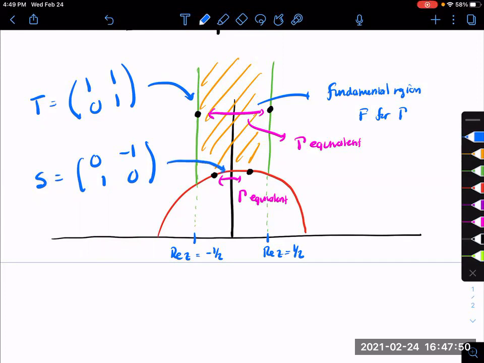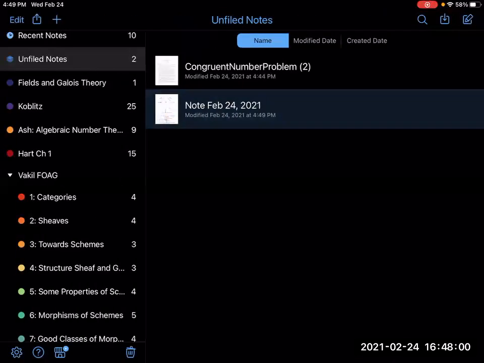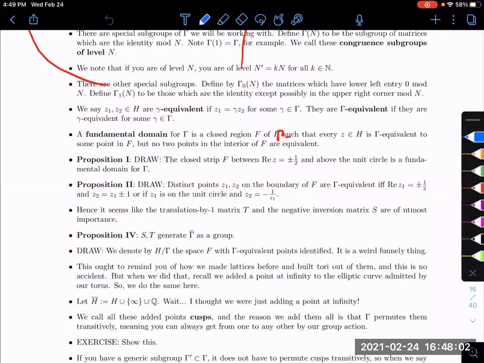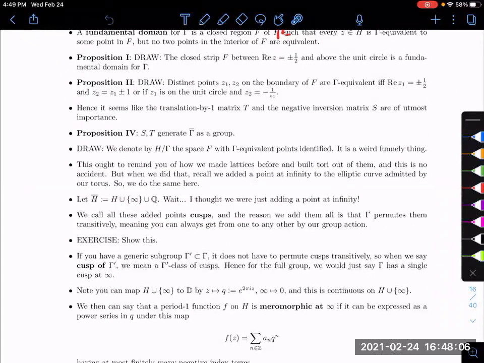And it seems like those are the only two matrices that matter, right? As far as gamma equivalence is concerned. So you might wonder, well, to what extent is that true? And we get the next proposition. It turns out S and T generate gamma bar as a group. Remember, what is gamma bar? It's gamma mod plus or minus the identity matrix.